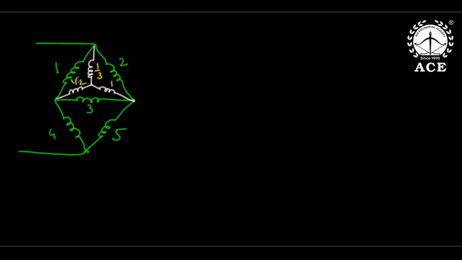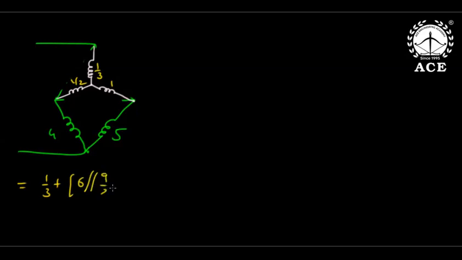So I convert one of the delta into star. This becomes something like this. Then I can remove this. Now it is 1 by 3 plus 1 by 3 plus 6 in parallel to 4 and a half, 9 by 2.